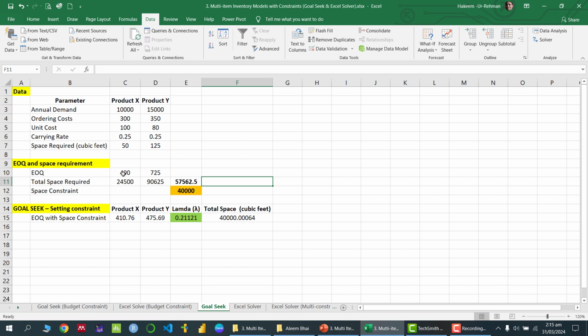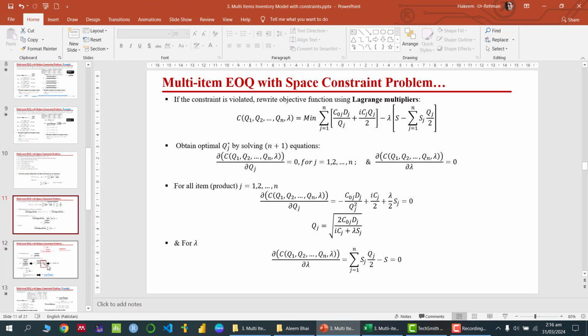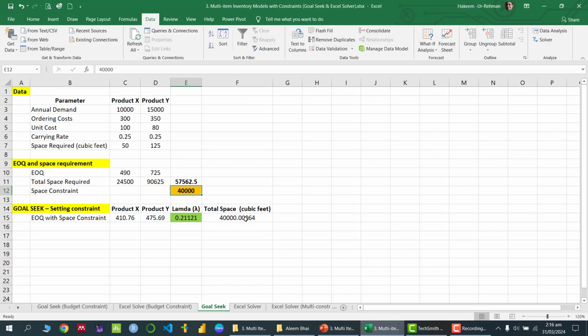So it is saying that if you ignore the space constraint and order this economic order quantity of product X, and this for product Y, the total space required would be 57,562.5 cubic feet. Actually, the total space we have available is 40,000, which was given in the problem. That is this one. So this is the space we have available.